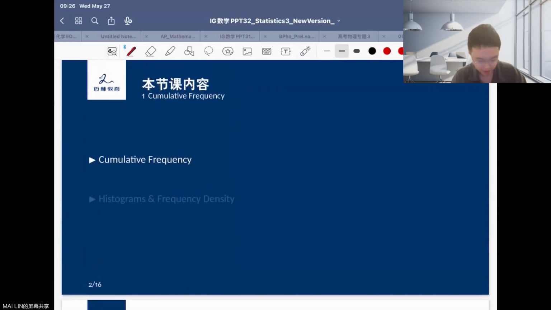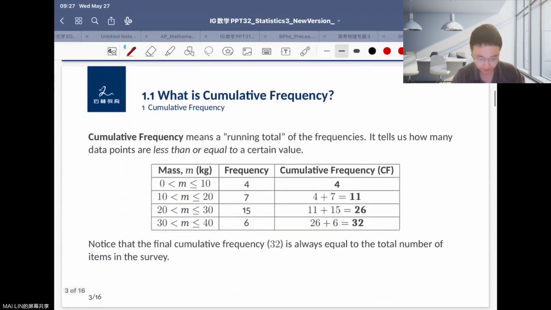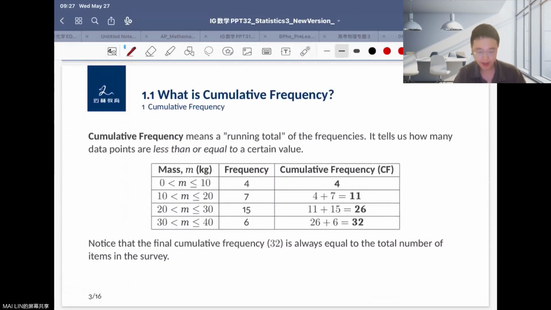So let's move to the first part about what it is. Here we have a diagram with the mass and frequency. The mass is from 0 to 10, 10 to 20, 20 to 30, and 30 to 40. We have four groups, and we have different frequencies.